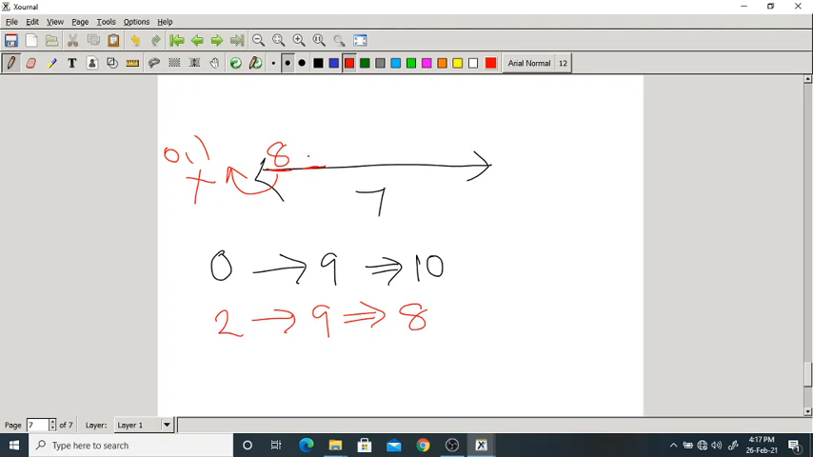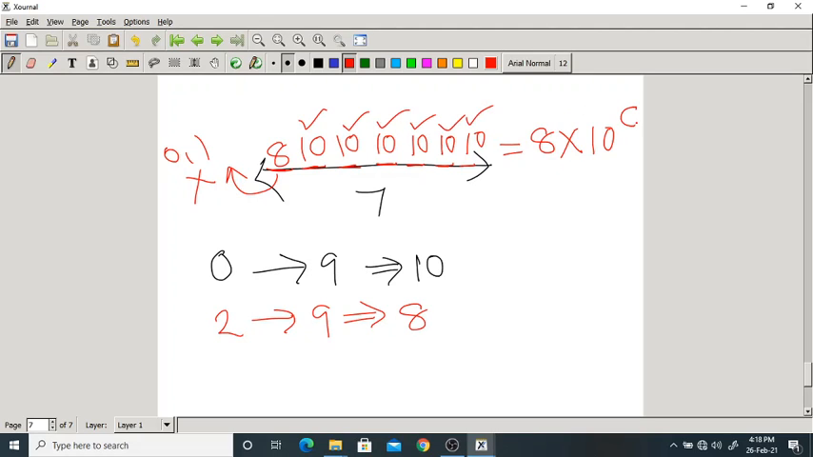For the second digit, 10. We don't have any restriction on the second digit; you can use all 10 digits. Third place, 10. Fourth place, 10. Fifth also 10. Sixth also 10. Seventh also 10. Okay. Now, how many such distinct numbers are possible? 8 into 10 power 6. So, these many distinct telephone numbers are possible under the given condition. Okay.